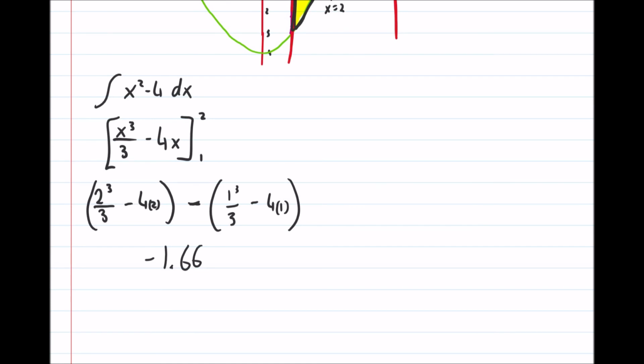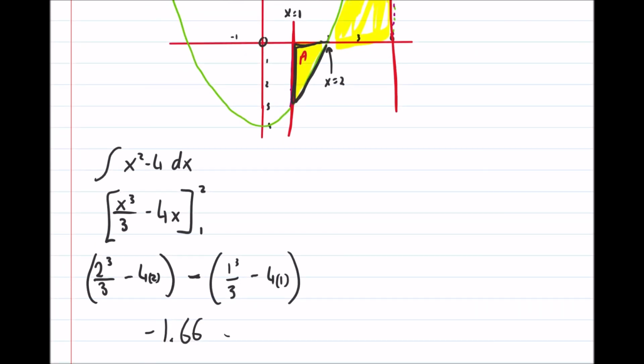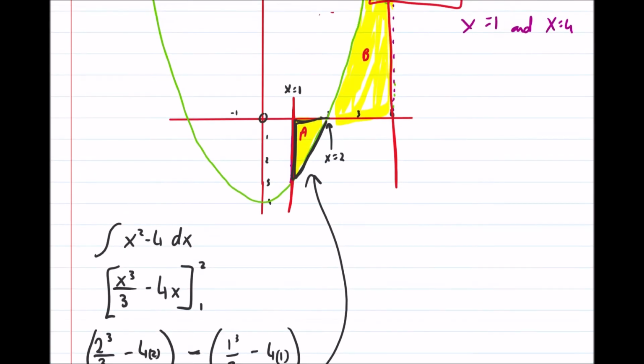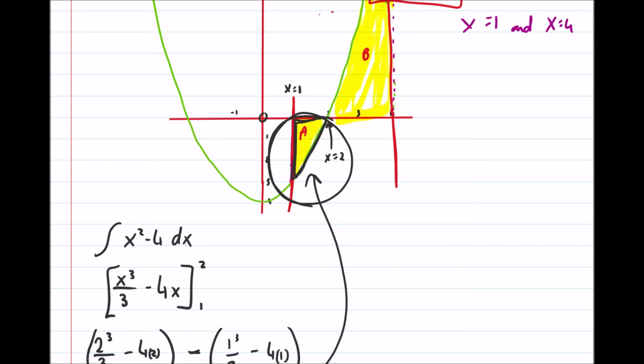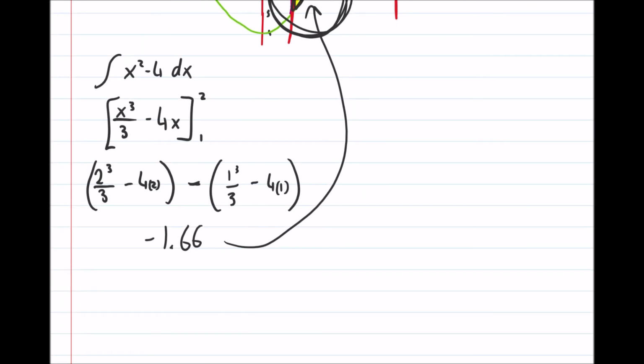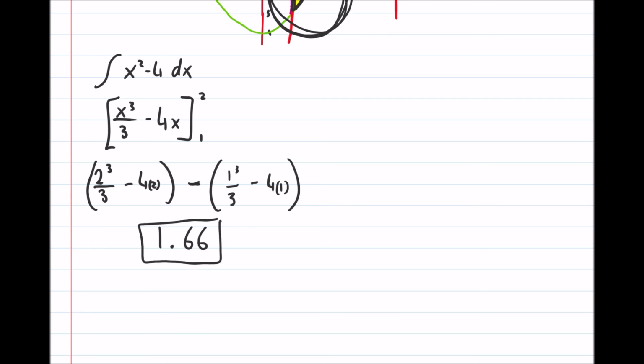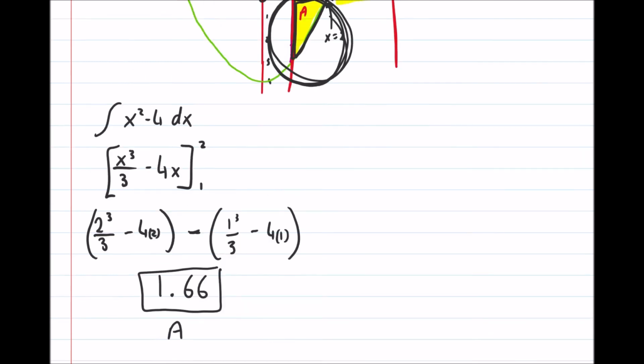And we get minus 1.66. Strange. How can we get a minus area? Up here, that's an area, but it's a minus. Well, the reason of that is because it's underneath the x-axis. So any areas underneath the x-axis, they would be given as a minus. However, common sense and mathematical knowledge will tell us that an area has to be positive, so we will take its positive value. So this is the area of A.